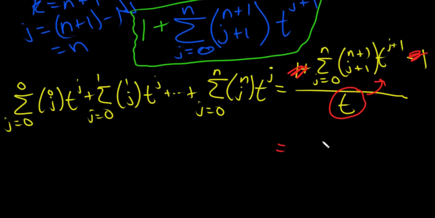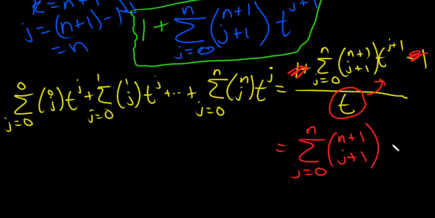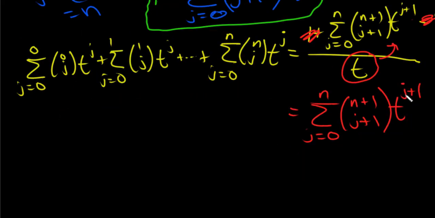So this will now be the sum from j equals 0 to n of n plus 1 choose j plus 1 times t to the j plus 1. Actually, that needs to be rewritten as just j, not j plus 1, because we put this t in there and now we have this. Now we have just this on the right-hand side, and we're almost there.